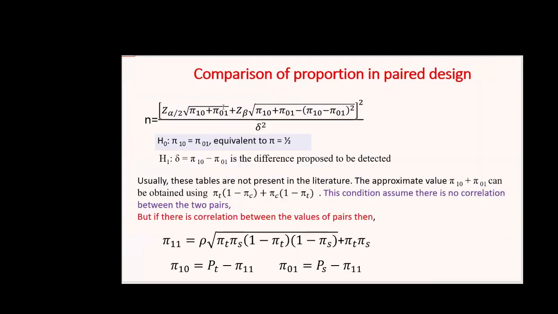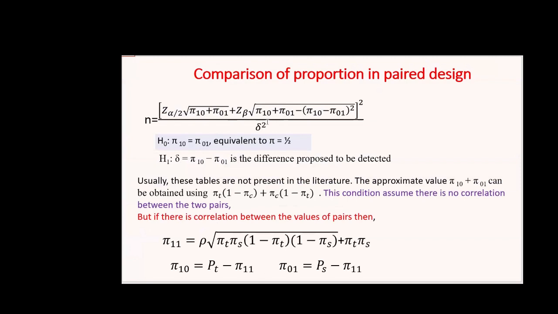Now, this is a complex formula for calculating sample size for the paired design, because a paired design has correlated data. So there are complex formulas for calculating it. Maybe you are not able to understand this one, so I think we will go by the calculator. That is the better way for understanding this.